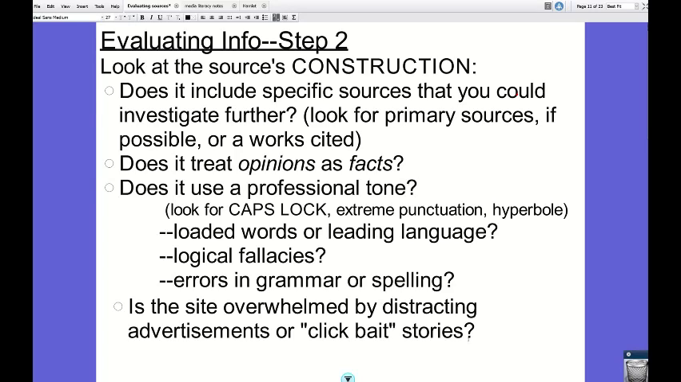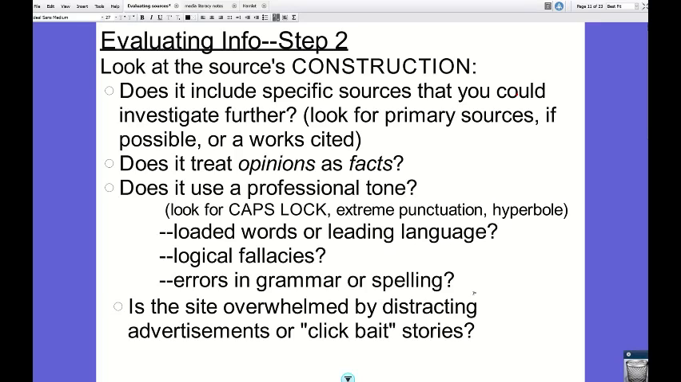Or leading language, meaning the words are not necessarily loaded, but they are pointing you in a particular direction or towards a particular conclusion based on the way that it's worded or based on the information it focuses on. You do want to check for logical fallacies if there are very blatant examples of hasty generalization or cause-effect fallacy. It's important to notice. And then errors in grammar or spelling.